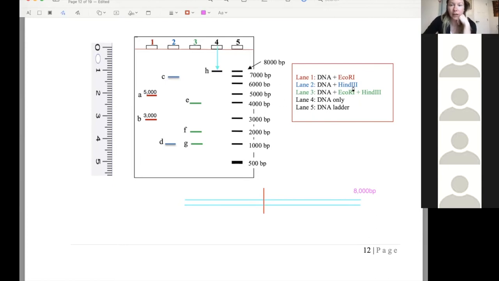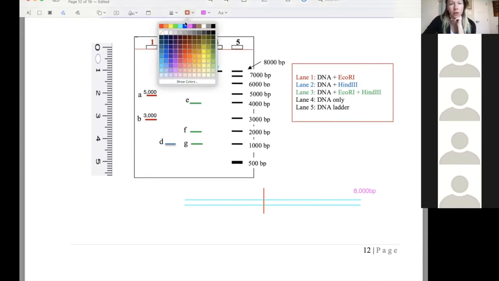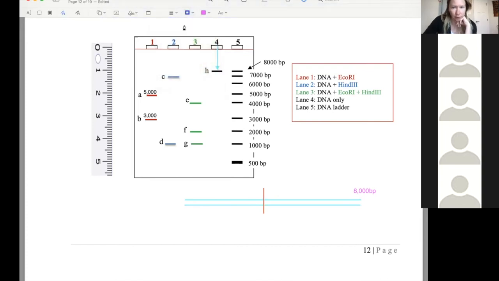Now, if we look at the next enzyme, HindIII, that also gave us two fragments. So how many cut sites are there if we ended up with two fragments? One. Just one, right. So we can use this blue. One of the pieces is about 7,000 base pairs long, and the other fragment was 1,000. So this cut pretty unevenly, probably closer to one end than the other.